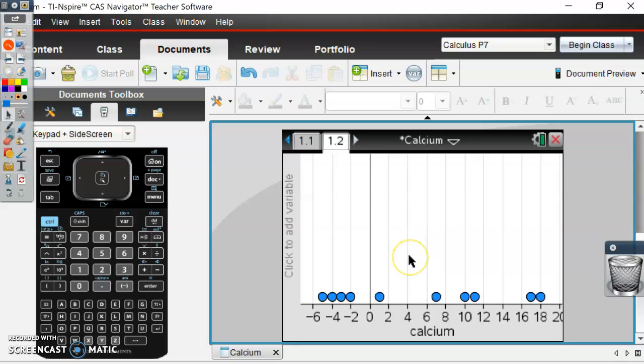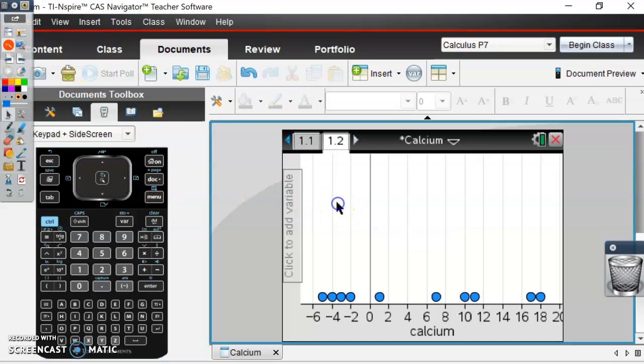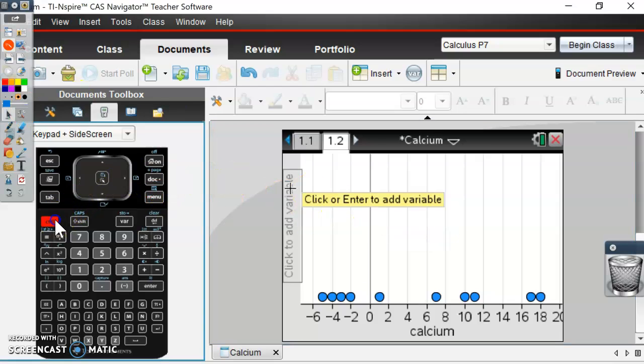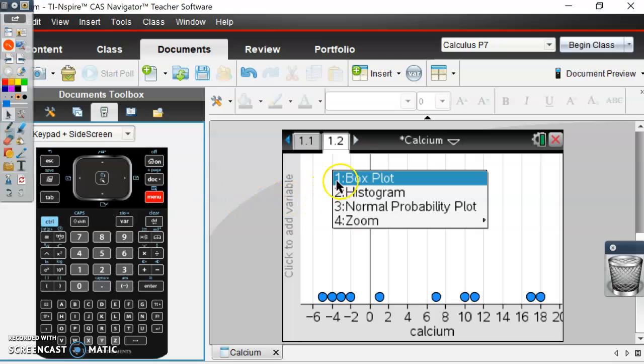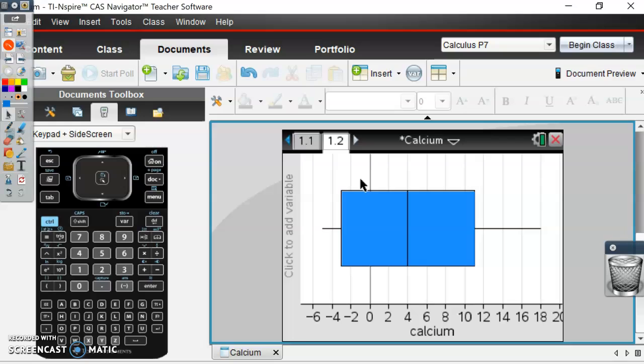It gives me the dot plot. It doesn't help. I can kind of look at that, but it's hard to determine if there's outliers here. So I'm going to change this to outliers by right-clicking in the white space. So again, Control, Menu. Whoops, I got to make sure I'm over here in the white space. Control, Menu, and I can change it to what I want. I'm going to change it to a box plot. And I look there and say, aha, no outliers.